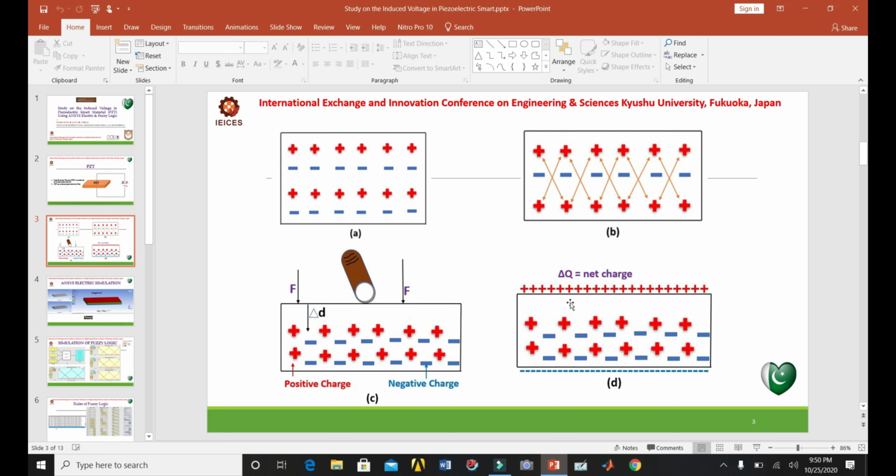The charges are induced as displayed here: positive here and negative here. This process spreads over the material, causing net positive and negative charges on the opposite faces of the PZT. The piezoelectric effect is the ability of certain materials to generate an electric charge in response to applied mechanical stress.